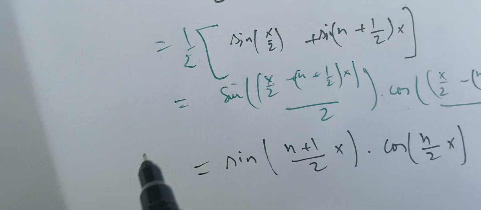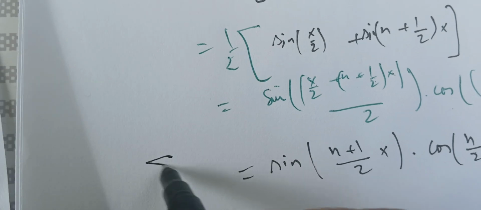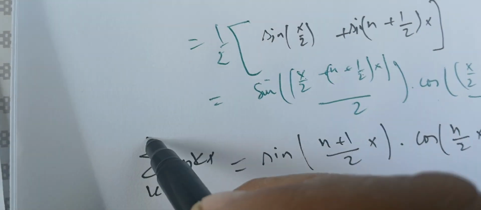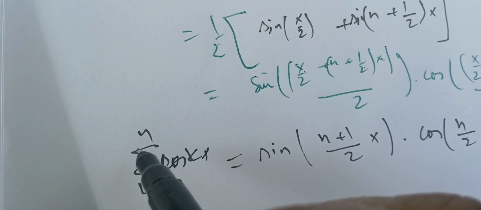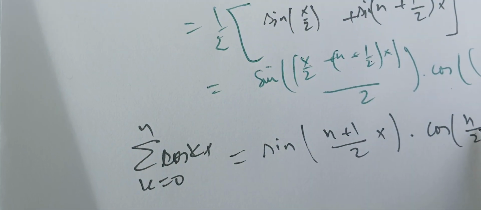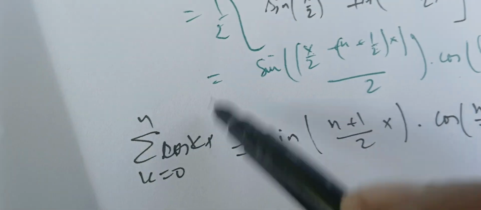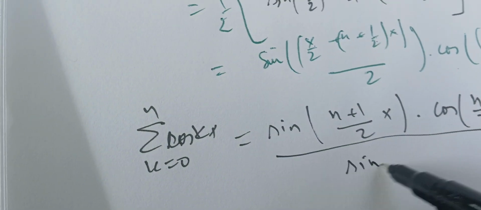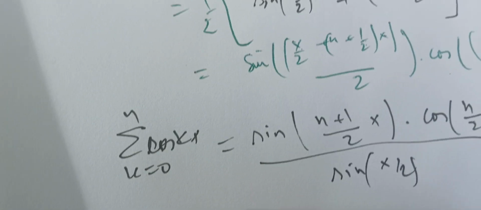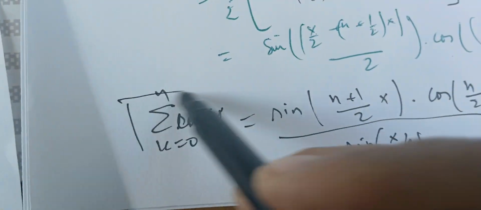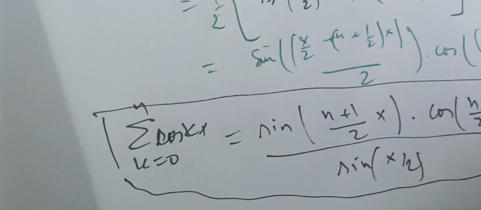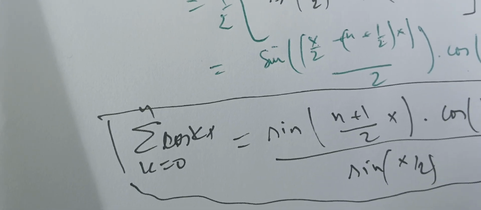Now I multiplied the sum by sine x over 2 to get this result. So to get only the cosine, I need to divide back by the sine of x over 2. And this gives me my result that I'm wishing for, which is the sum of the cosine of kx.